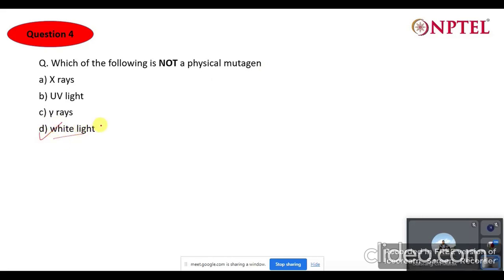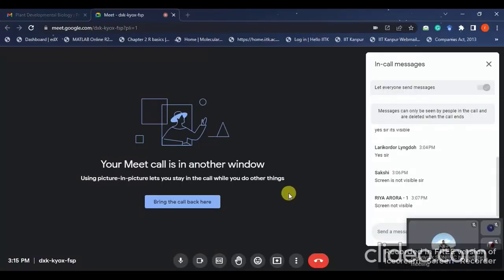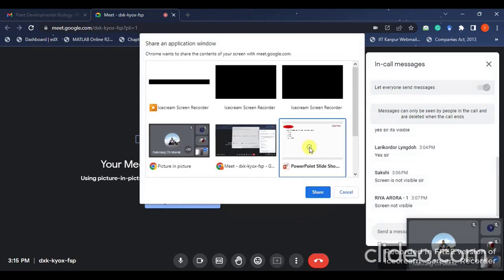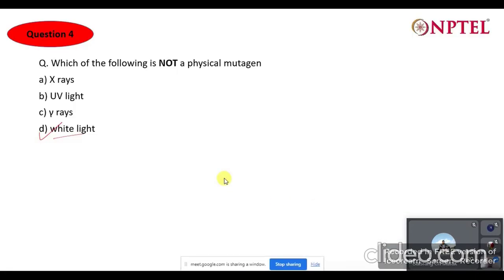Question 4, screen is not visible. Oh, yeah. Now it's visible. Yes.